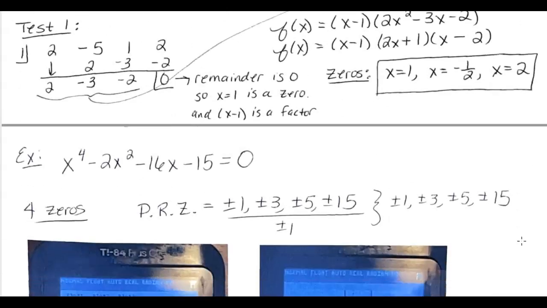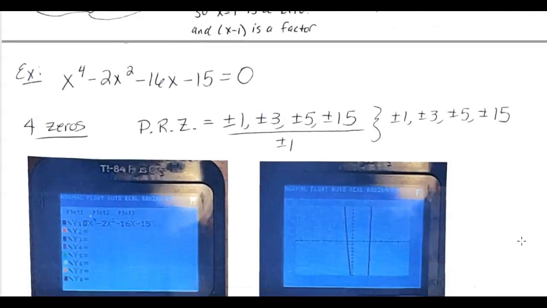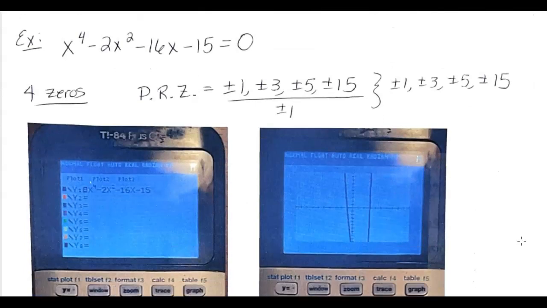This next example is a 4th degree. We're going to use the calculator on this one to show how that would be helpful. So we have x to the 4th minus 2x squared minus 16x minus 15 equals 0. Here we have a degree 4 polynomial, meaning we're looking for 4 zeros.